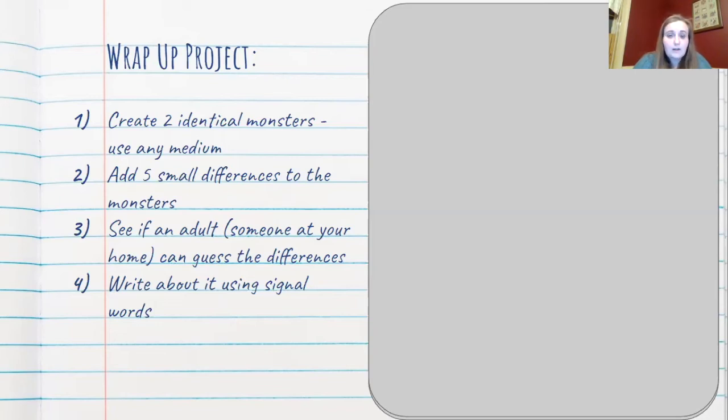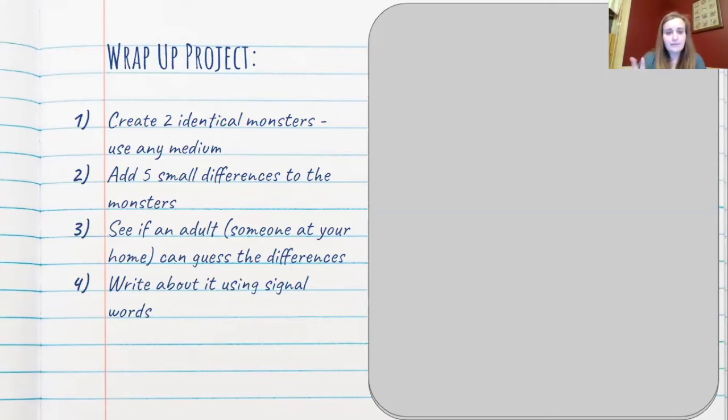You can make it on the computer if you are tech savvy and like computer things. If you have crayons at home and you want to use that, you can use crayons. If you have markers and paints and things like that, you are more than welcome to use that. Whatever medium you have. If you don't have tons of craft supplies at your house, that's okay. You can use pencils and just do it on a blank piece of paper. Any type of medium, whatever you have around your home.